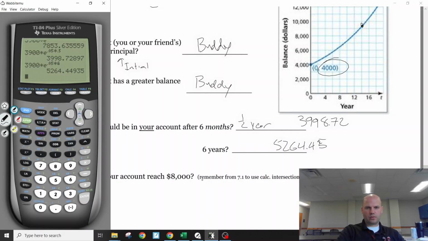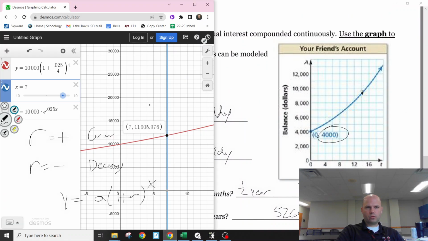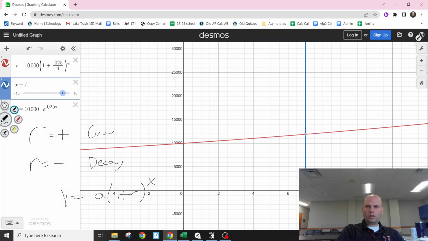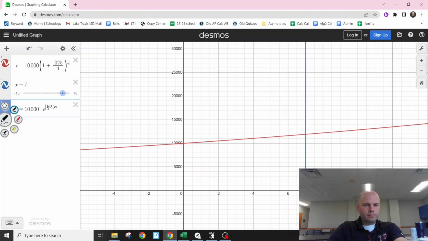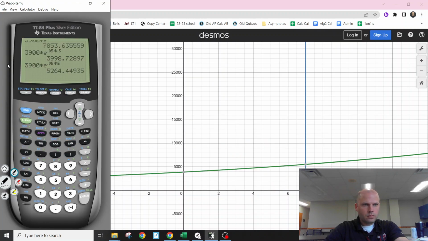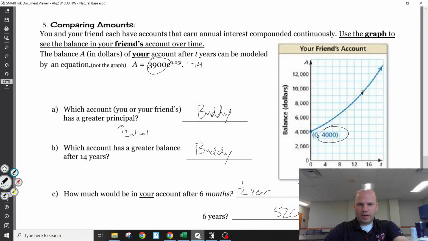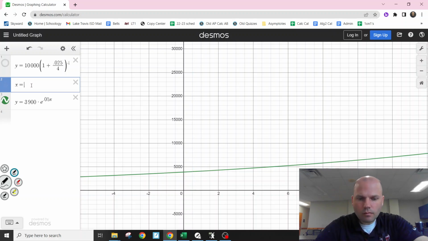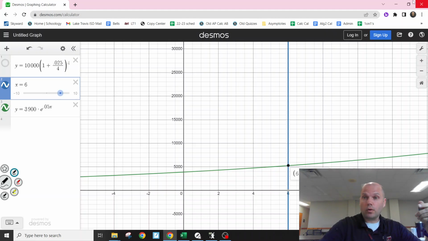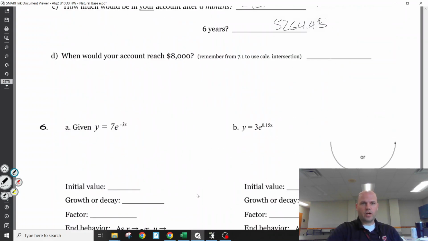Let me show you those same answers in Desmos. We got 3,900 times 1.05 to the x. Yep. After half of a year, I have 3,998, just like I expected. And after 6 years, plugging in 6, 5,264. Okay, so the same answers, just different ways.